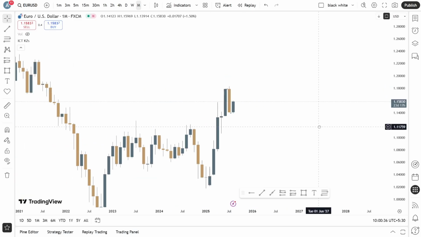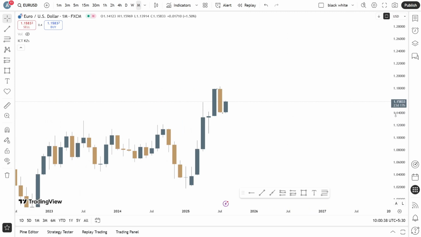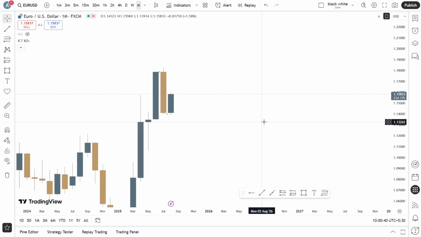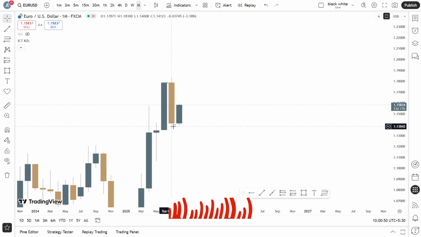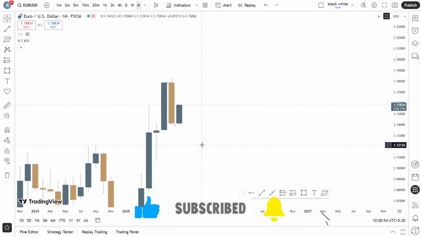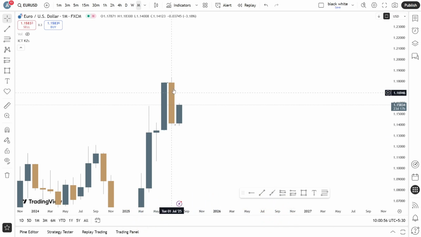So this is the monthly chart of Euro USD, and what I can see right now is that price had been sweeping the previous month's highs and lows. Like we swept the high and moved into the downward side, and then we swept the low and then moved into the upside direction. So let's move to the weeklies.